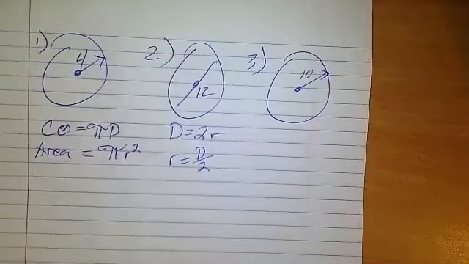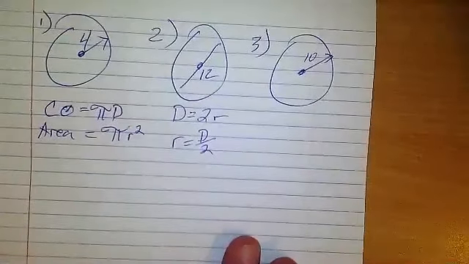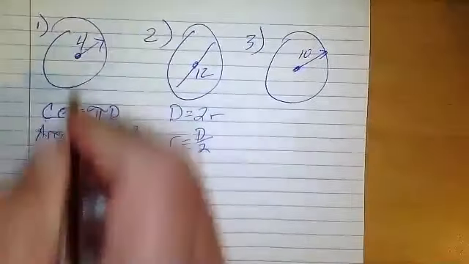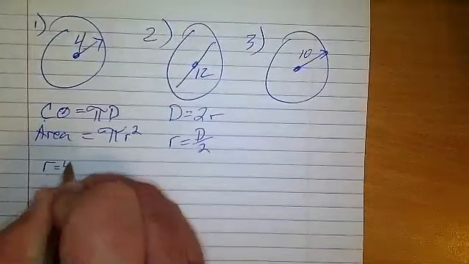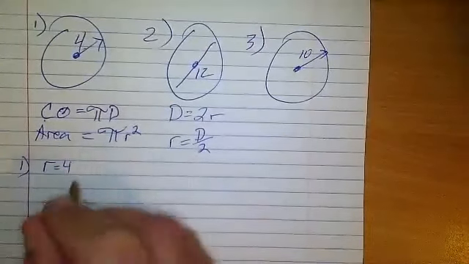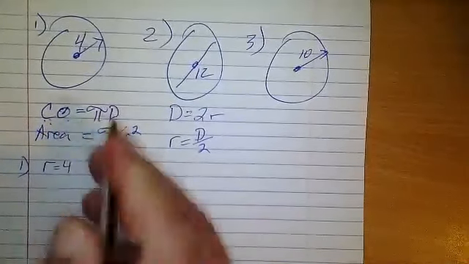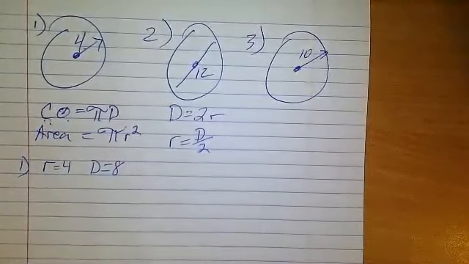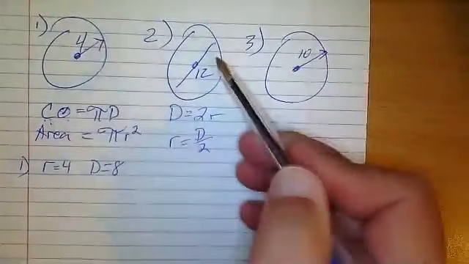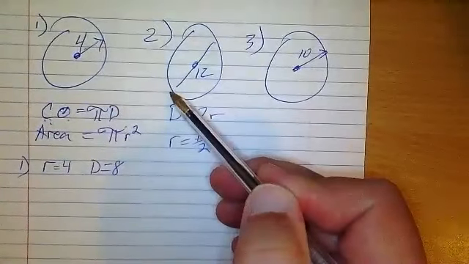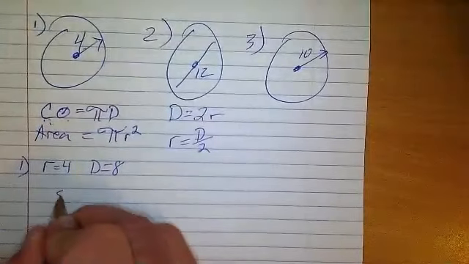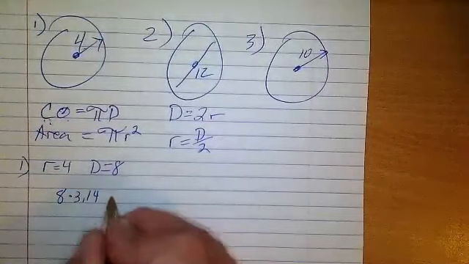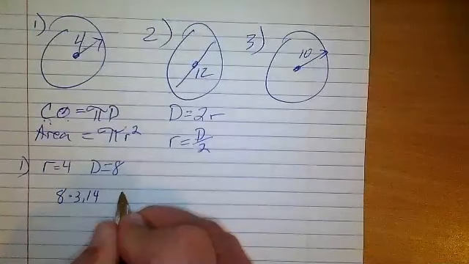We ready to go over a couple of them? Yeah, let's do number 1 together. So first we have the radius equals 4. And to calculate the circumference, we need to double that. So the diameter is 8, right? Because the radius is halfway across, the diameter is all the way across. So I'm going to have to do 8 times 3.14, which is going to come out to 25.2?